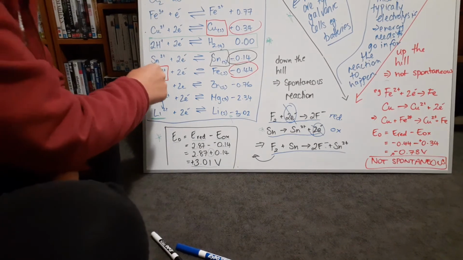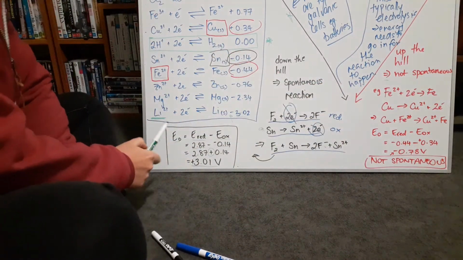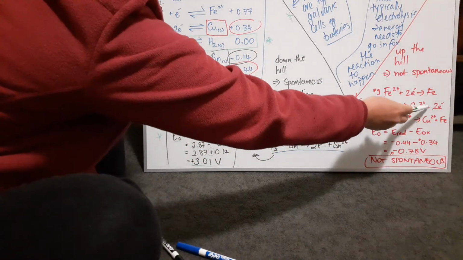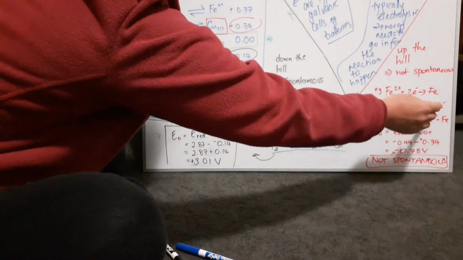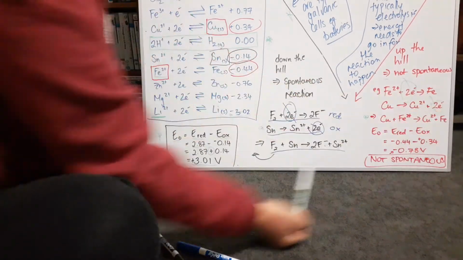So if I do that, I've got iron 2 plus plus 2 electrons goes to iron solid. And I've got the copper solid going back to become the copper 2 plus ion and the 2 electrons over here. I can do my overall equation because I've got 2 electrons and 2 electrons here. They can cancel each other out.